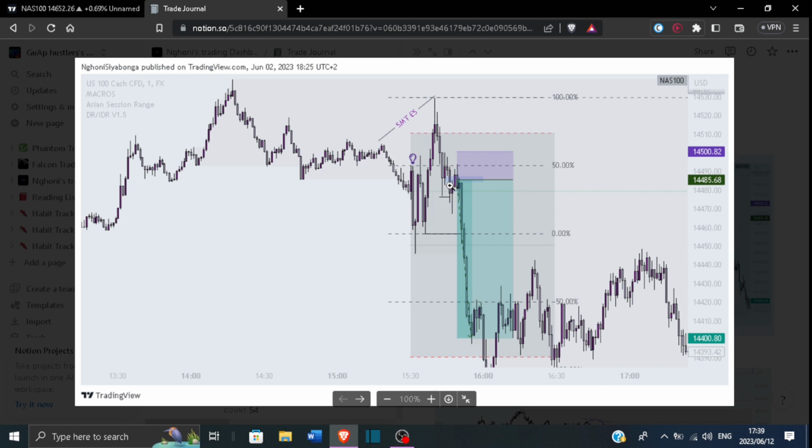And we had a tiny fair value gap over there. So when price came back to that tiny fair value gap, I took my entry at the fair value gap with my stop loss behind the fair value gap candle.